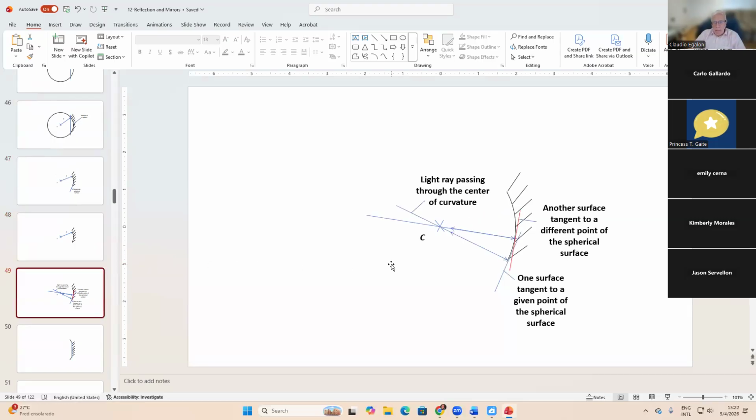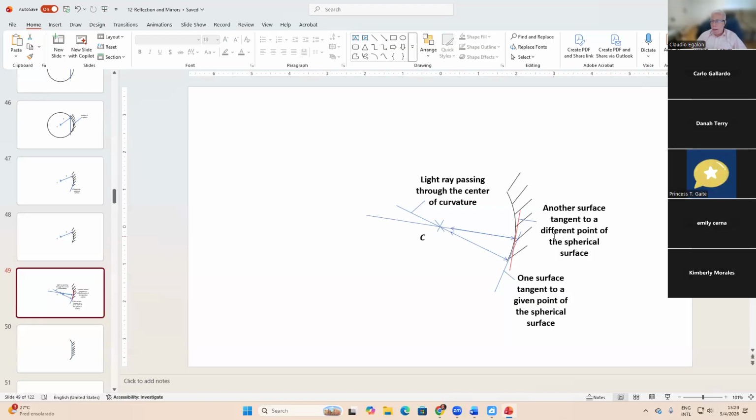Let's see how light behaves through this mirror. If we have a light ray passing through the center of curvature of this mirror, it's going to be incident at an angle of 90 degrees with respect to this tangent surface. And because of that, the light is going to be reflected back towards the center of curvature, whether it is this light ray or this other light ray. Can you picture that? That's one important characteristic of a light ray.